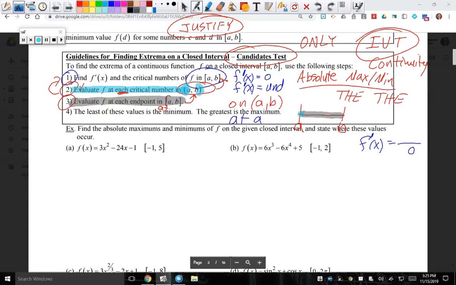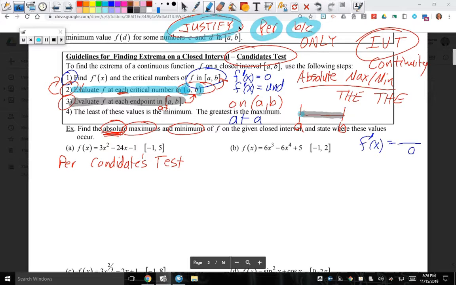So to find the absolute max and mins, when you see this magic word right here, absolute, you're going to go immediately to candidates test. That's your first go-to. There's other forms, but you'll learn them next class. So we're going to start off this question by saying per candidates test. You're looking for the pers and the becauses. This is your proof of justification.